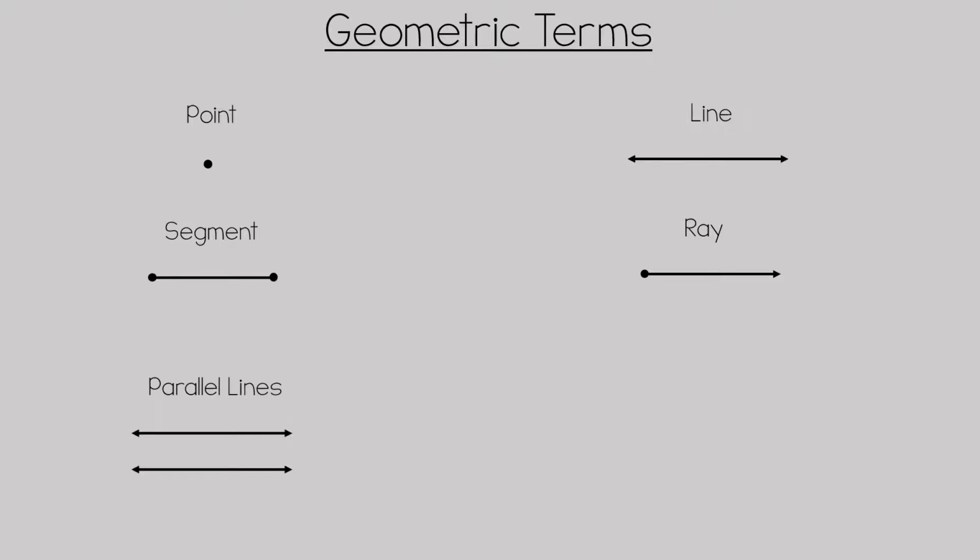Parallel lines are lines that will continue to extend and never intersect or cross each other. Perpendicular lines are lines that create a right angle or 90-degree angle when they cross or intersect. Let's take a look at angles so we can better understand perpendicular lines.